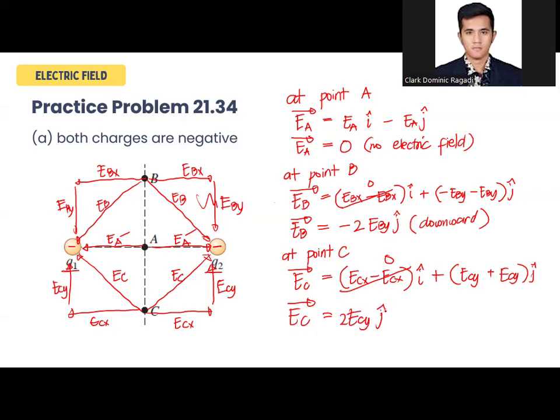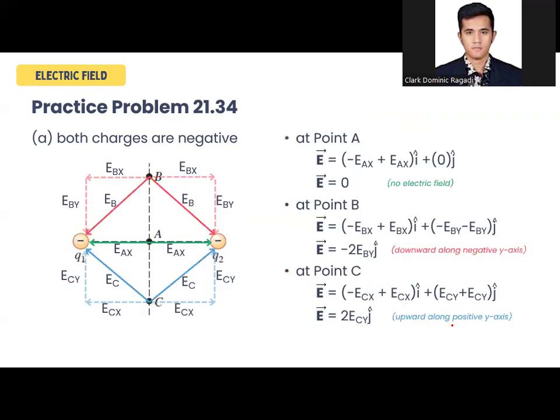Since we arrived with a positive J hat, this is upward. Okay, so these are our answers when both charges are negative. Again, when both charges are negative, there's no electric field at point A, at point B there's a downward electric field, and at point C there will be an upward electric field. Here's the clear version of that solution.